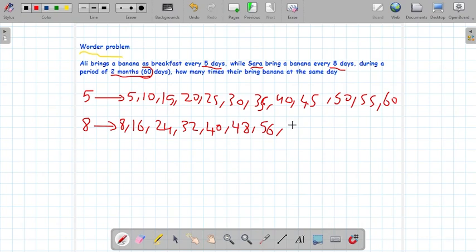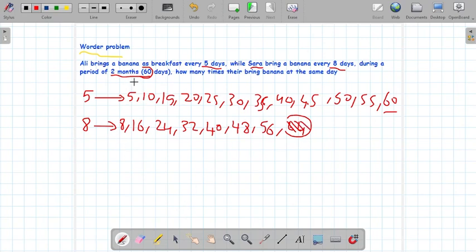After that, you can't exceed 60, remember, because the maximum is 60 days, which is 2 months. So it would be 8 times 8, which is 64. So 64 is exceeding the limit, so that's not a concern. So you don't want to do that.